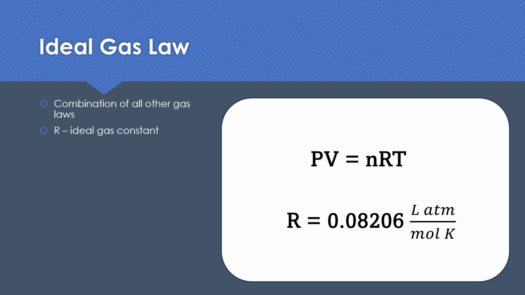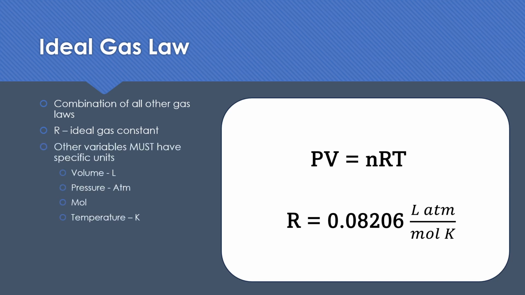Now, because it has these specific units, the other variables have to have those same units as well. Your volume has to be in liters, your pressure has to be in atmospheres, your moles are moles, but your temperature has to be in Kelvin, in order for everything to cancel with R properly. And if you have any three variables, you can always find the fourth variable.